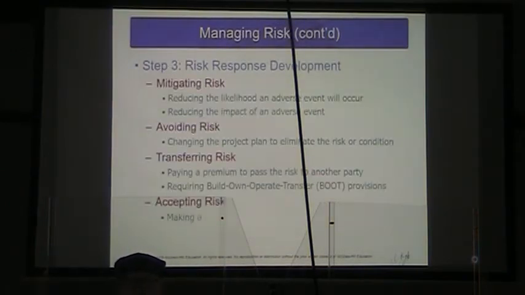All right, so what do we do for step 3, our risk response development? Well, essentially there are 4 things we can do. The first is we mitigate the risk. We reduce the likelihood that that adverse event will occur, or we reduce the impact of that adverse event if it does occur.